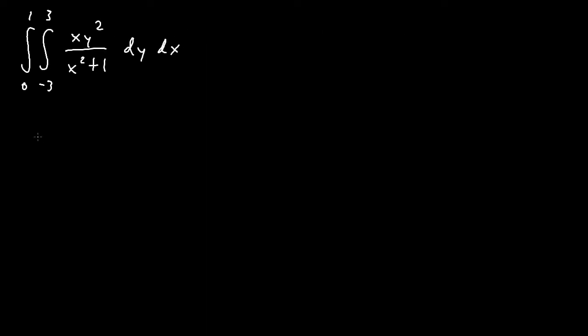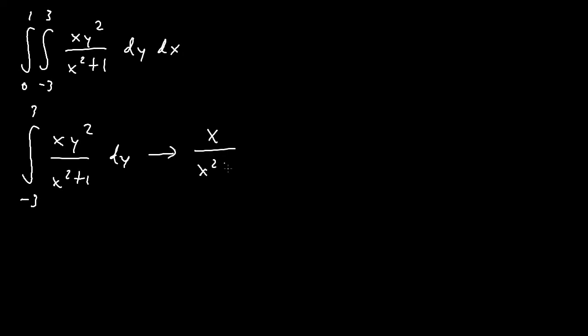So if I go ahead and rewrite the first integral here, we have the inside integral, from -3 to 3 of xy squared over x squared plus 1 dy. Now since we are integrating with respect to y, everything but the y variable we treat as a constant. So basically what we can do here is take this entire x over x squared plus 1 and put that outside of the integral, since it is a constant in this case. So we have x over x squared plus 1 times the integral from -3 to 3 of just y squared dy. So the integral of y squared is y cubed over 3.